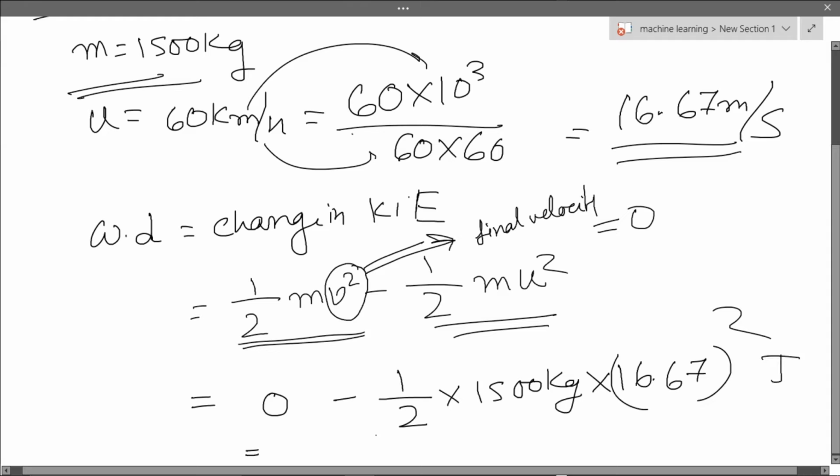After simplifying it, the answer is minus 208,333.33 joule.